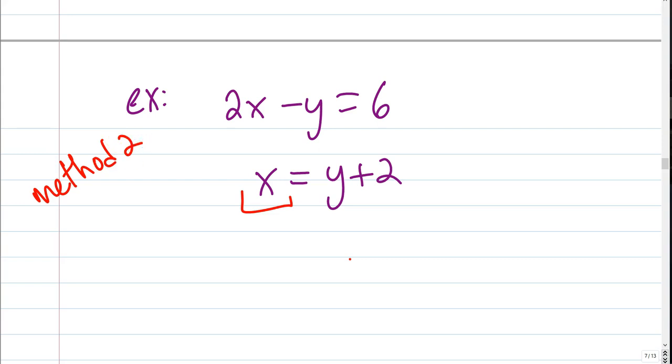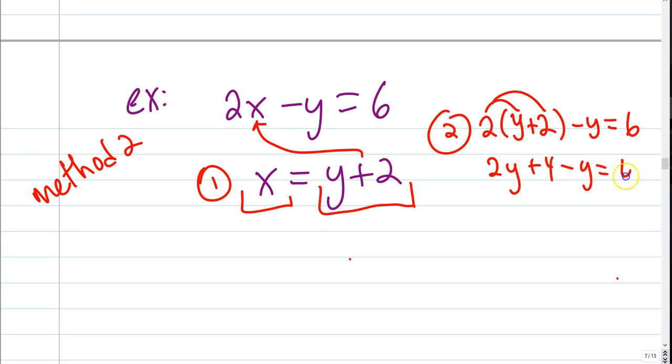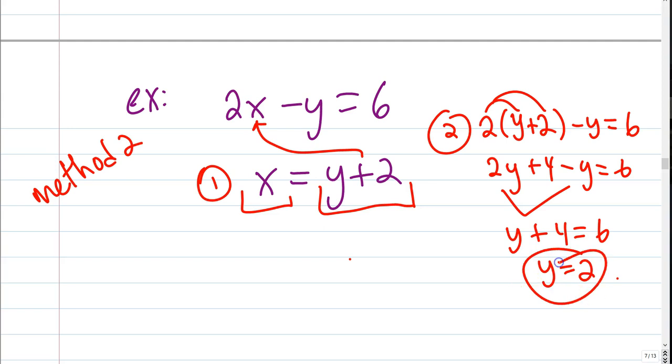substitution, where I have the first step already done, x equals a number, or x equals y plus 2, and step 2 says take that y plus 2 and substitute it into the other equation for the x. So it becomes 2 times x, which is y plus 2, minus y equals 6. Solving this, we distribute the 2, 2y plus 4 minus y equals 6. Combine like terms, y plus 4 is 6, subtracting y is 2.